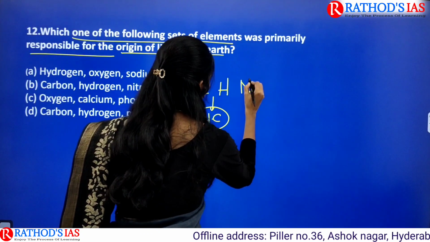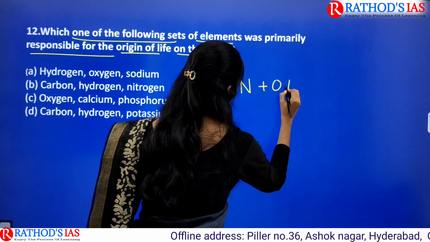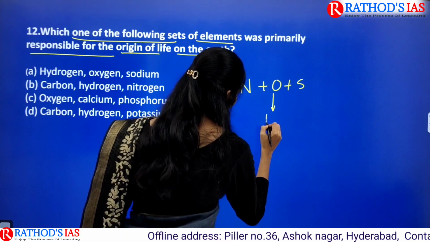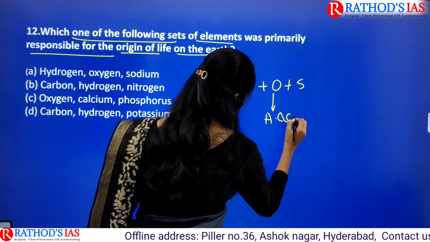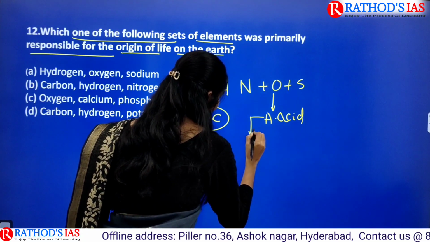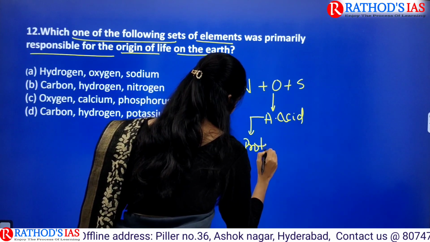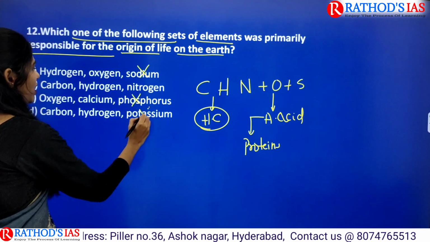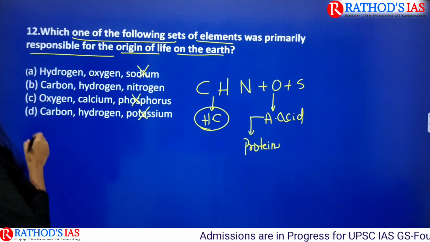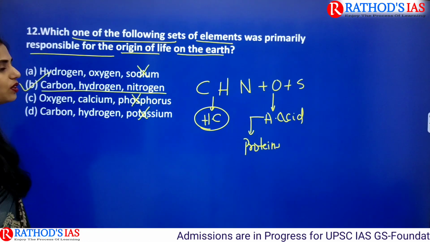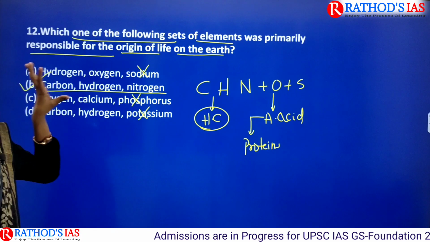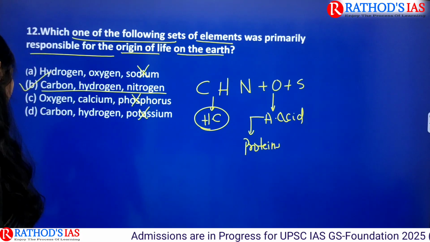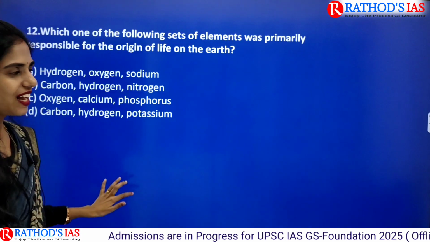And if you are adding nitrogen along with oxygen and sulfur, they form amino acids. So amino acids were the basis for the formation of proteins. It is not your sodium, it is not your phosphorus or potassium. So the correct answer here is carbon, hydrogen and nitrogen. They are the basics for the origin of life on the earth. Clear? Are you getting bored?